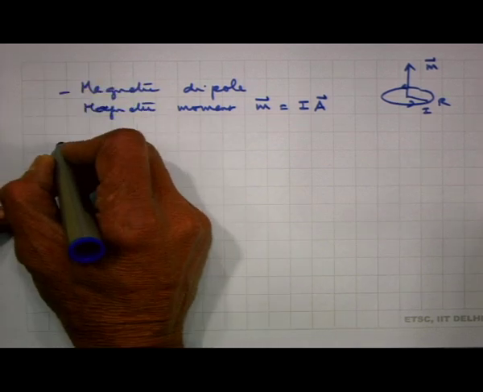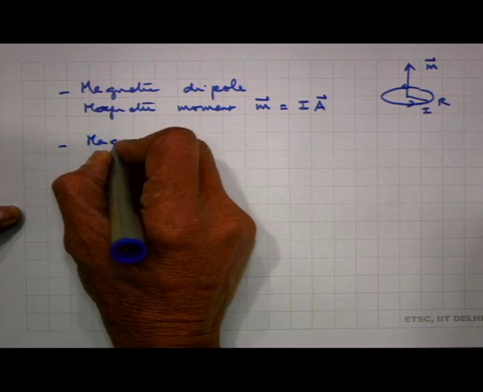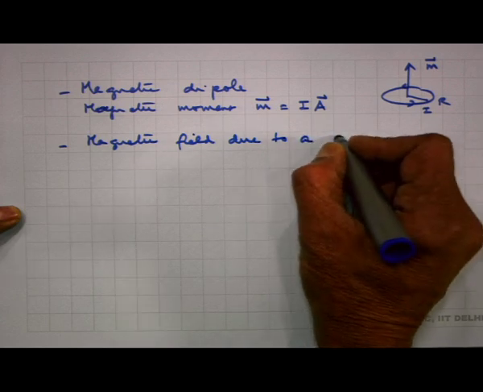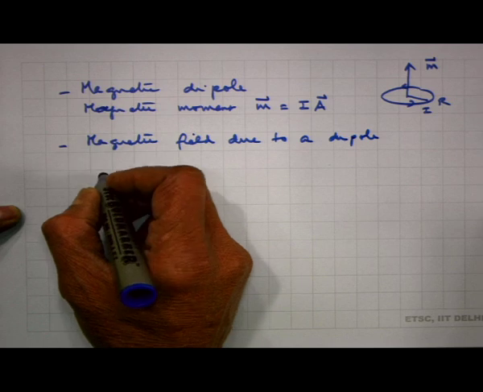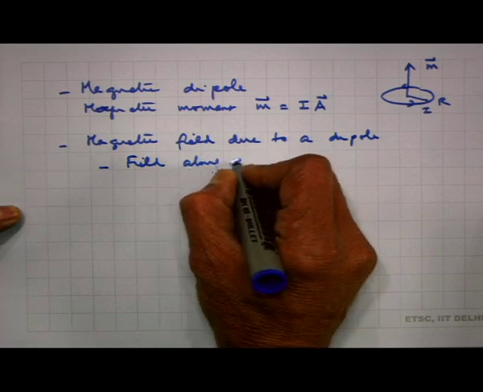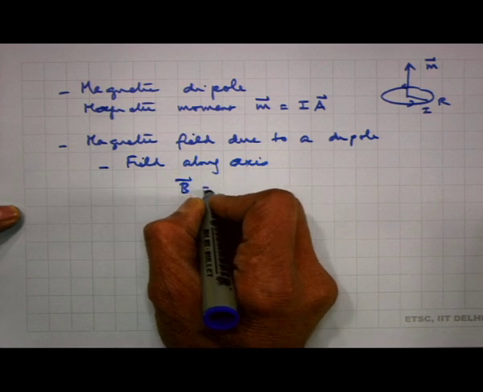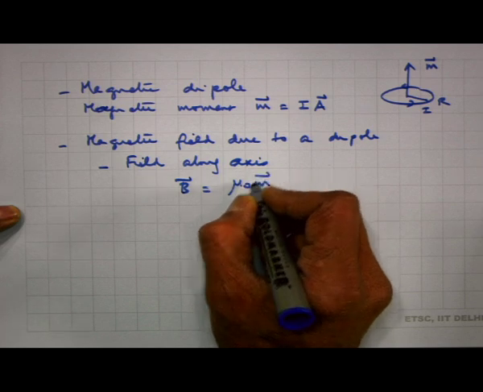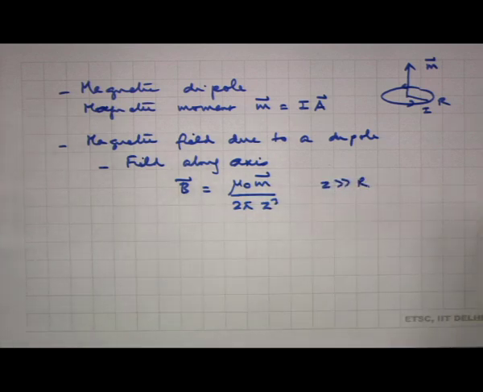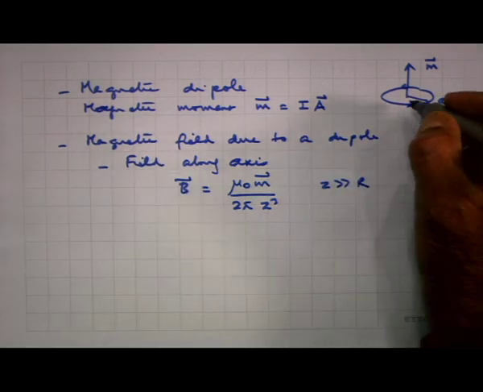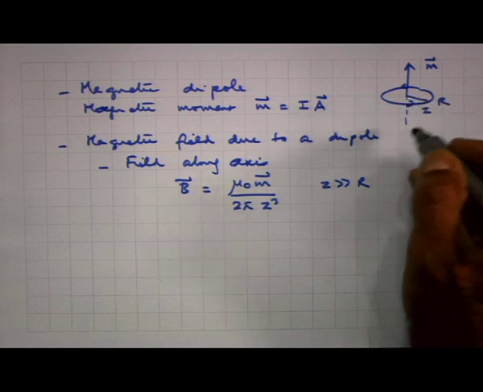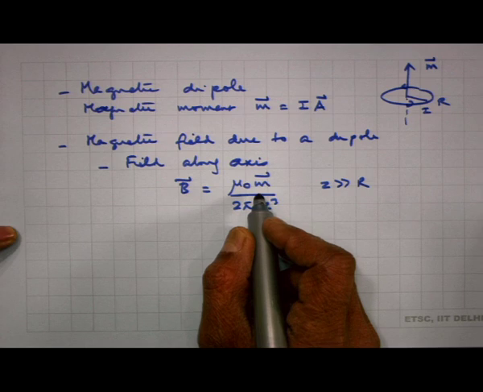We also calculated the magnetic field due to a dipole, and we had done this for the field along the axis. B is equal to mu naught m by 2 pi z cube, where z is much greater than the radius of the coil. So, this magnetic field is on the axis far away from this dipole, and it has the same direction as the magnetic dipole moment.